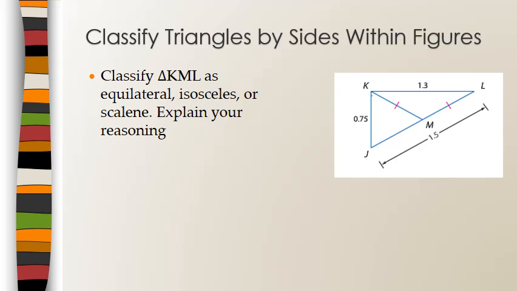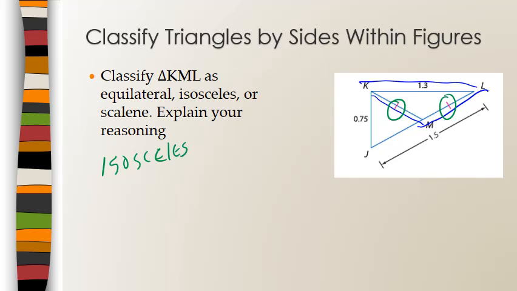Triangle KML is right there. And let's see. Well, I've got a congruency symbol right there, and I've got a congruency symbol right there. Side KL is 1.3, but I don't know how that relates necessarily to KM and ML. But I know that KM and ML are congruent, and so therefore I can say that this is isosceles.